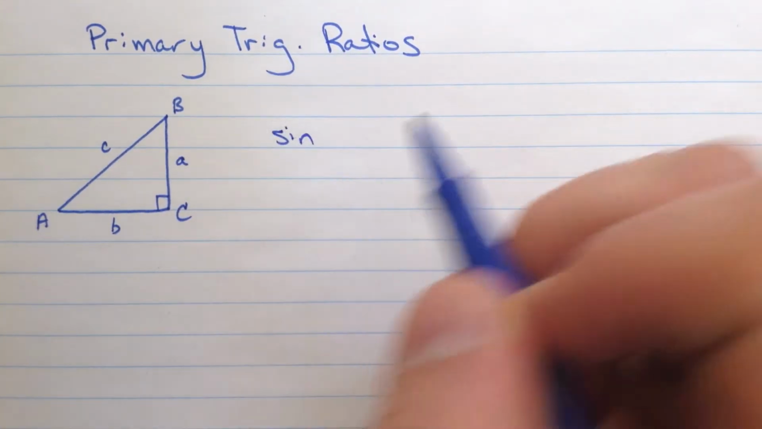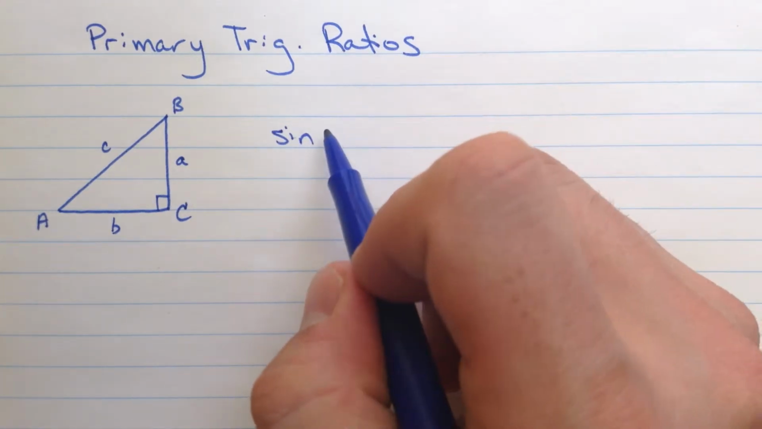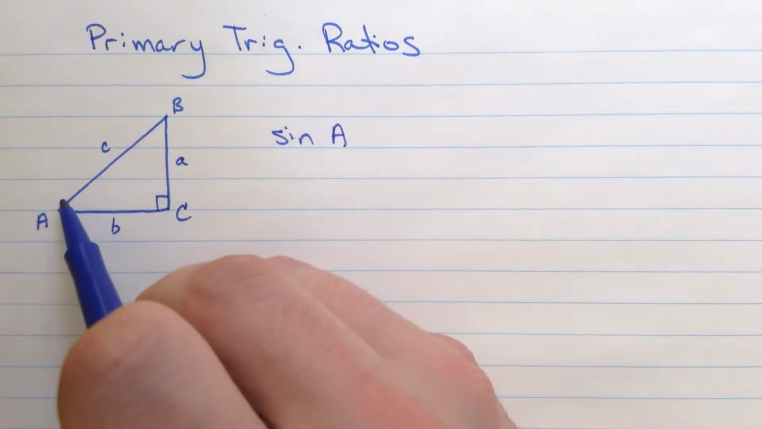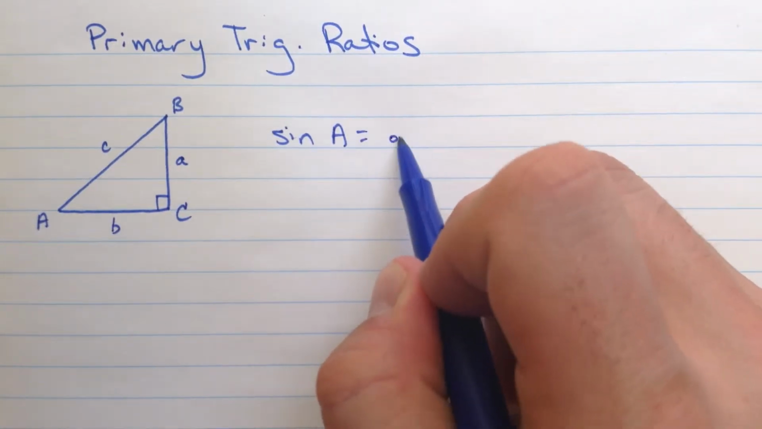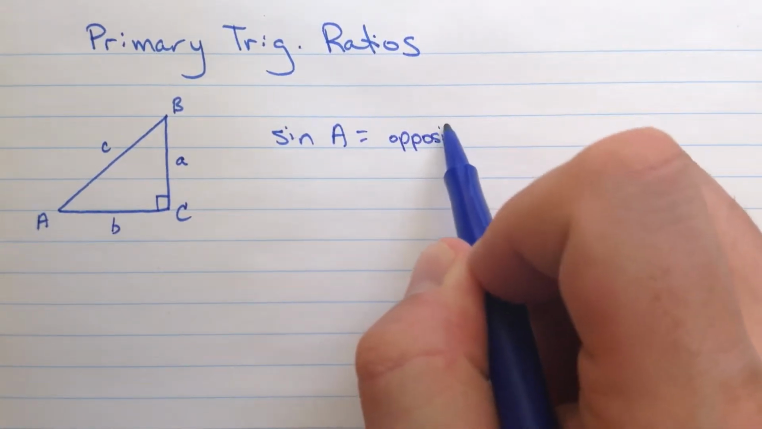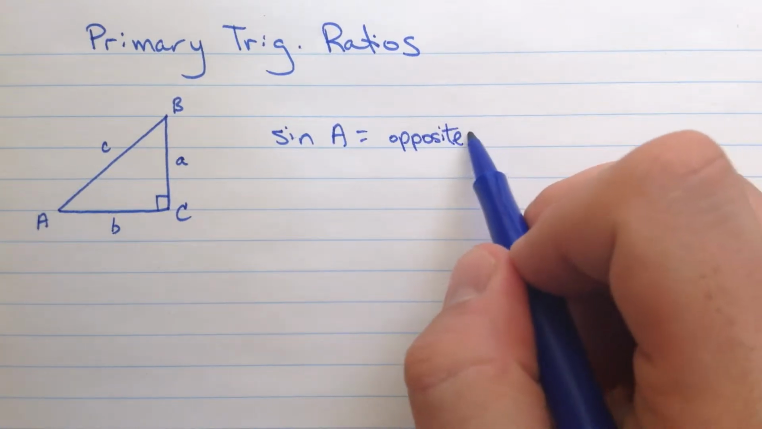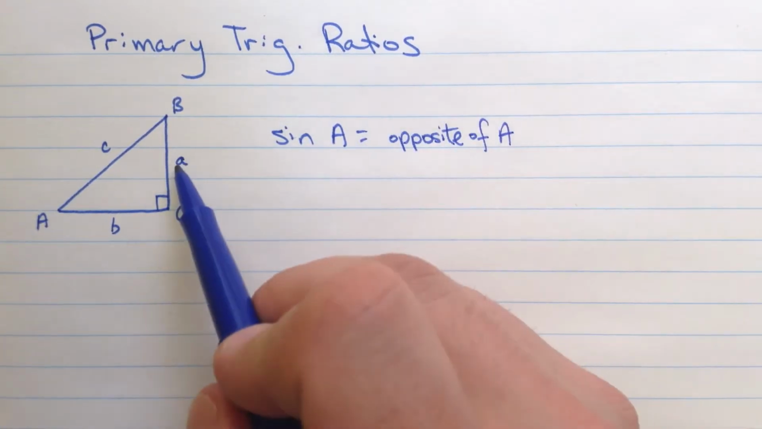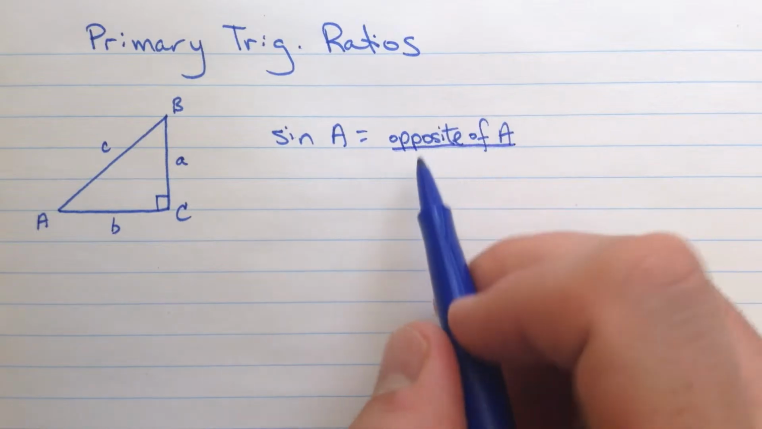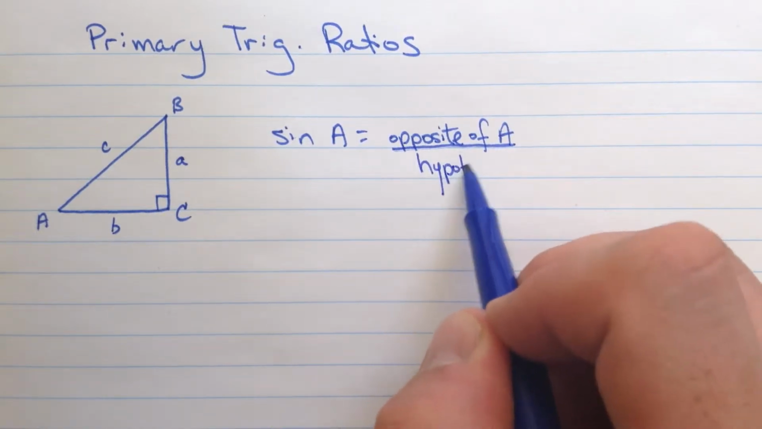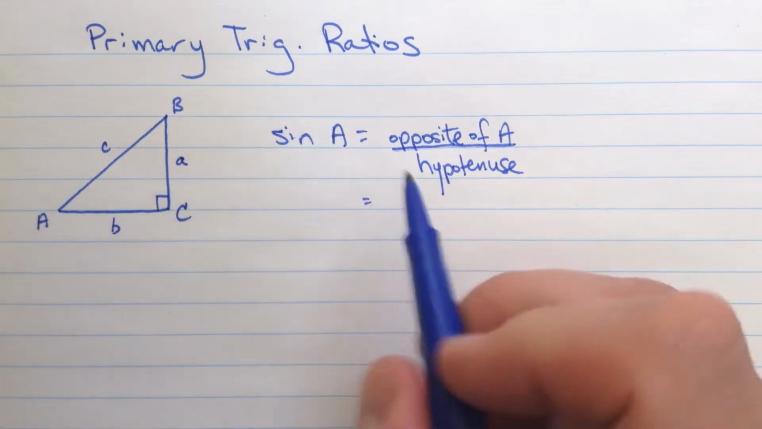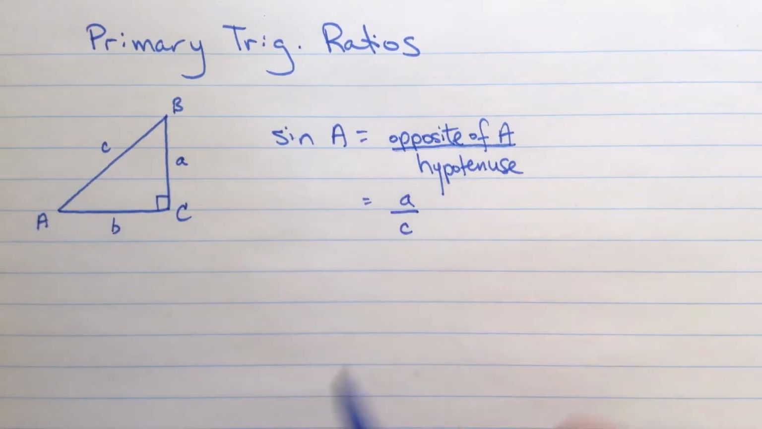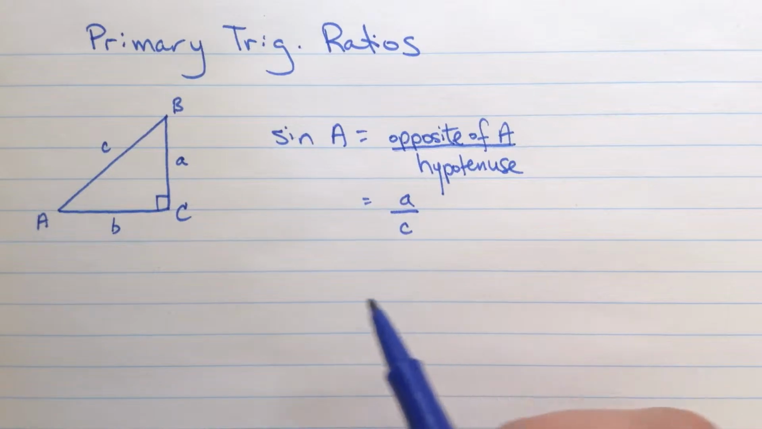Our first ratio is the sine ratio, and if I look at sine of this angle, A, this is the opposite side of A, the length of the opposite side. So take the opposite of A, which would be little a, and divide it by the length of the hypotenuse. And so in this case, opposite A we have little a, and the hypotenuse is C. So that's the ratio, A divided by C.